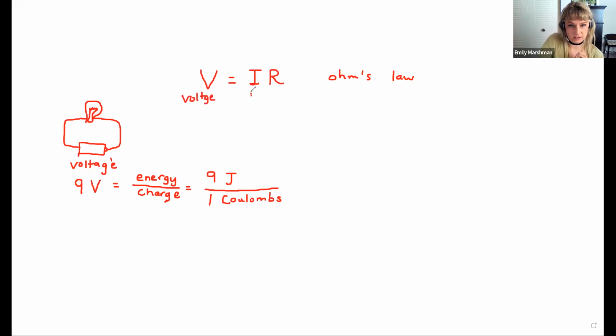I represents current. Current is like a water current, right? It's how much charge is flowing every second, right? So if I took a cross section right here and I could count how many charges are moving through that cross section every second, that would tell me what the current in the circuit is. Current is how much charge is flowing every second.